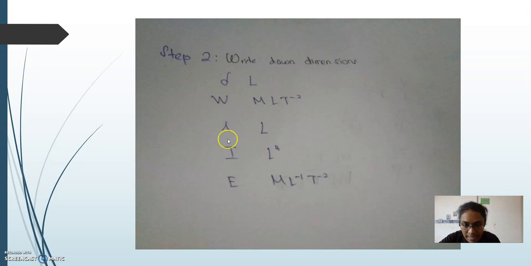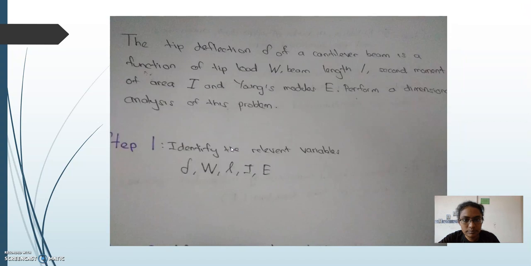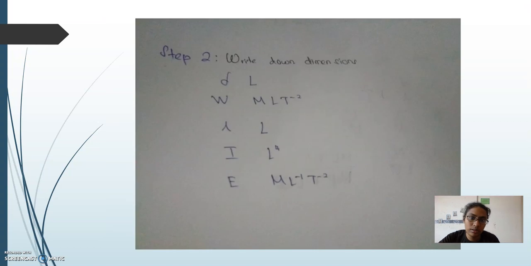For the length, the dimension is L. For I, the second moment of area, the dimension is L to the power of 4. And for E, Young's modulus, the dimension is ML^-1T^-2.